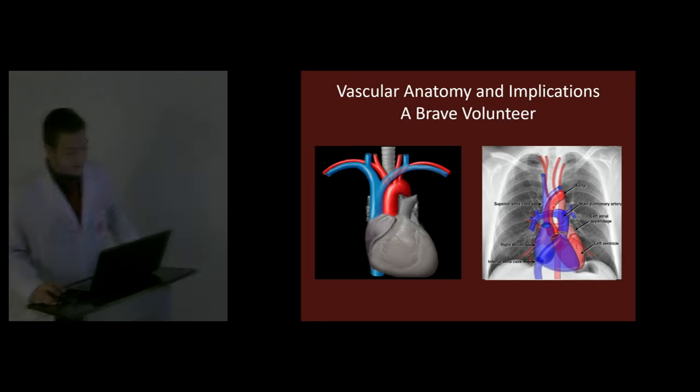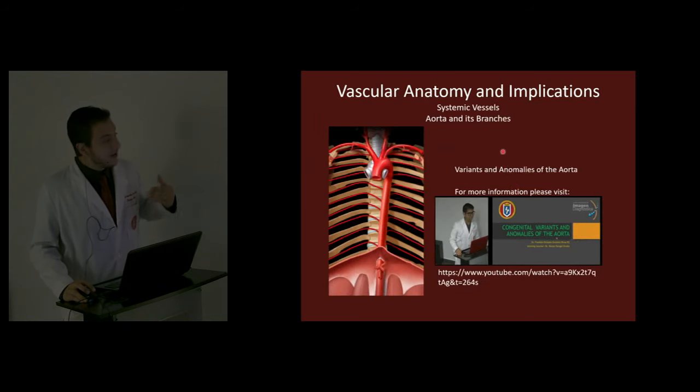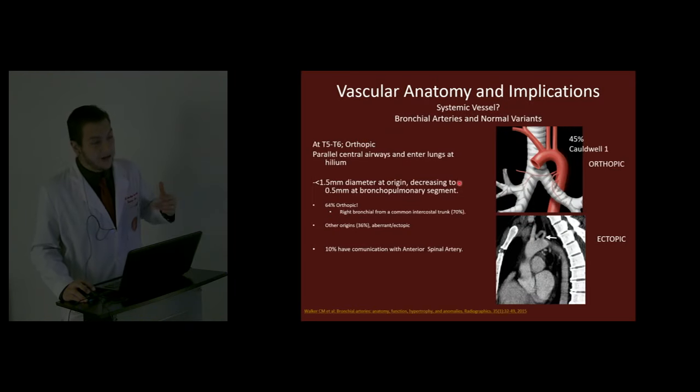Well, as Dr. Javier just explained, there are certain vascular interfaces that we can assess through a normal chest X-ray. We're going to talk about systemic vessels, but Dr. Franklin already gave us a really good class about the congenital variants of the aorta and their anomalies. If you want to know a little more, please go to the link below and check on the aorta and its branches. What we haven't talked about that much is the bronchial arteries.